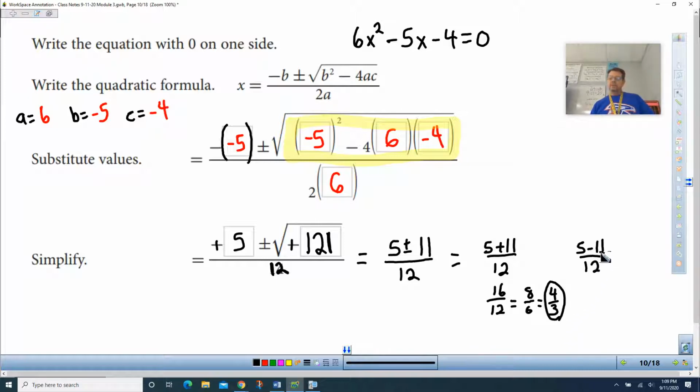That's fine. And then what's this guy here going to be equal to? So let's see what's going on. 5 minus 11, well, that's negative 6 over 12. And then that would equal negative 1/2. So if we were to graph these, that's where we cross the x-axis, at negative 1/2 on the x-axis and positive 4/3. Be 1 1/3 there, right? So that's one way using the caveman method. And that's generally the process right there.